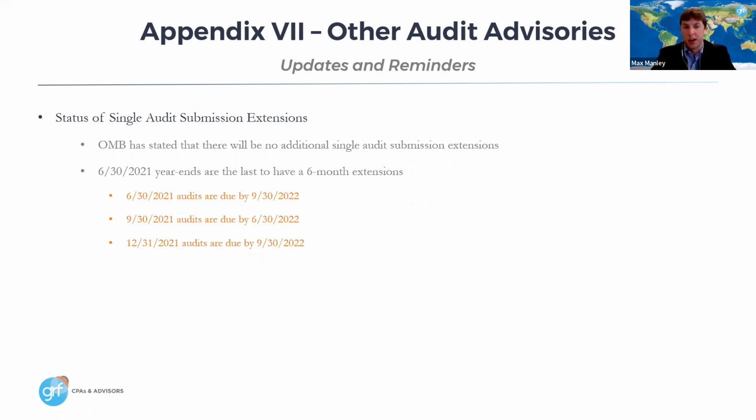And this does create sort of an odd situation where your September 30, 2021 year end audits are actually going to be due before the June 30, 2021 year audits. Those September year ends were already due on June 30th of this year. And for your calendar year ends, you're going to be back to the normal cycle of those being due by September 30th.